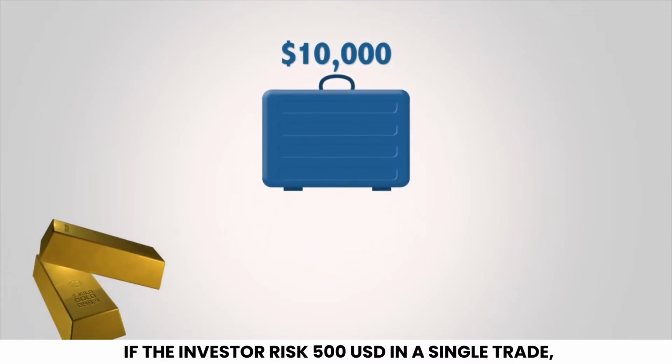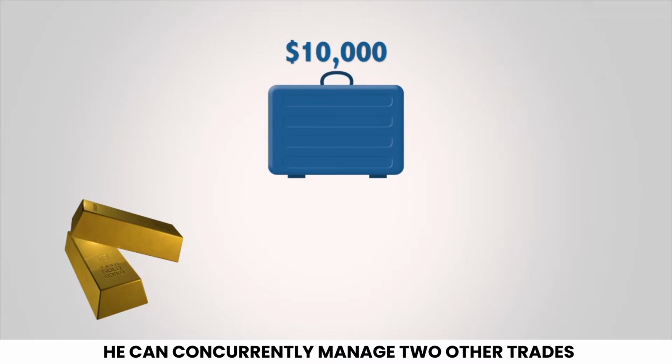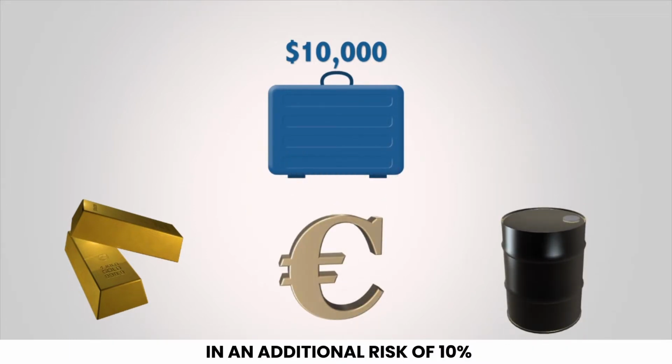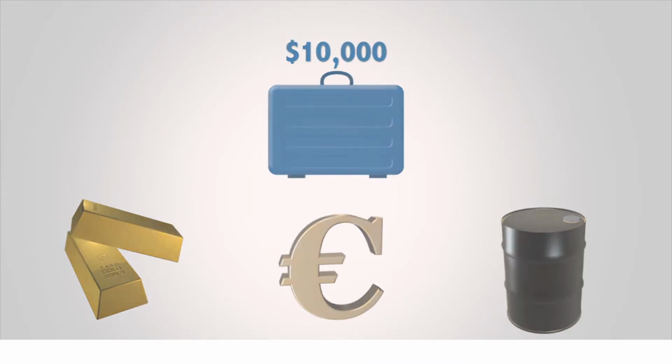In other words, if the investor risks $500 on a single trade, he can concurrently open a maximum of 2 other trades at an additional risk of 10%. The total risk of all open positions must not exceed 15%.